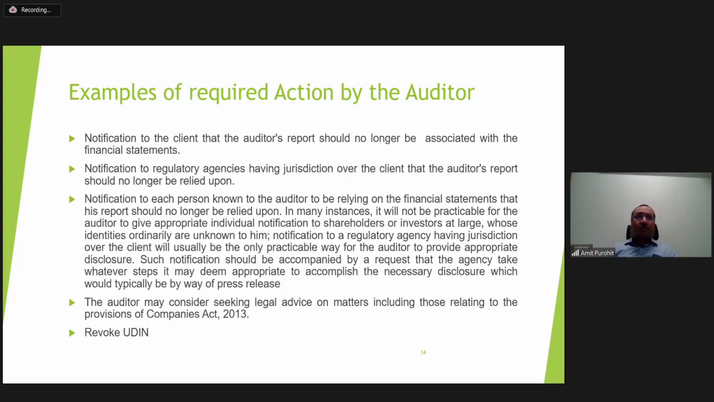Notification to each person known to the auditor to be relying on the financial statements that his report should no longer be relied upon. Now, generally, the auditor should inform all the stakeholders. However, in many instances, it may not be practicable for the auditor to give appropriate individual notification to the shareholders or the investors at large. In such a case, he can give notification to a regulatory agency having jurisdiction over the client, which will be the only practicable way for the auditor to provide appropriate disclosure.